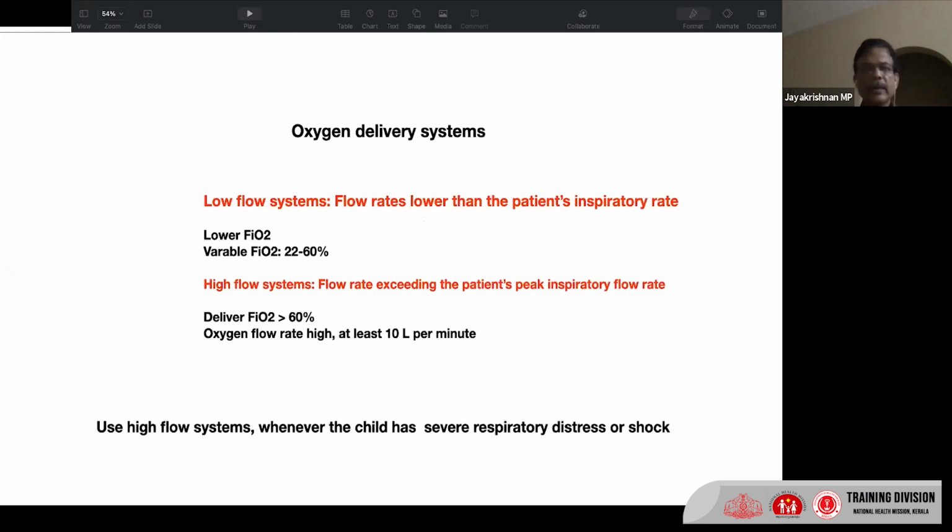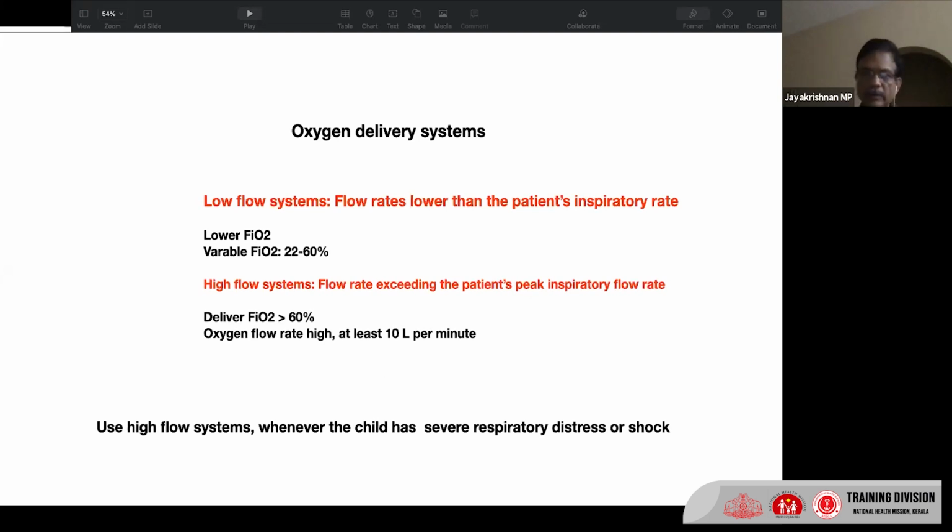And what type of oxygen to give? What device will you use to deliver oxygen? I think it's a good idea to remember there are two major types: a low flow system and a high flow system. Low flow system means the flow rates are lower than the patient's inspiratory flow rate, that is, the peak inspiratory flow.